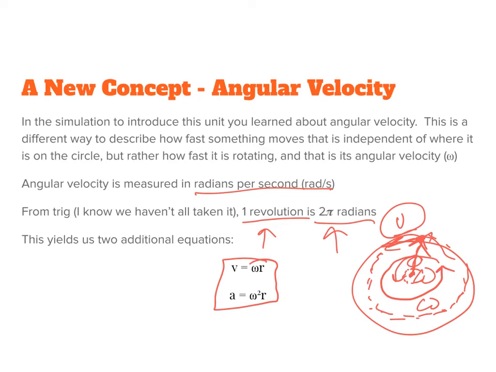Velocity, the instantaneous velocity, this is how fast an object's moving at the outside, is based on how fast it's rotating and how far away it is from the axis of rotation. And similarly with the acceleration, except now the angular velocity is squared. So a couple more things, we're getting all these equations to help us describe what's going on, added to our repertoire.